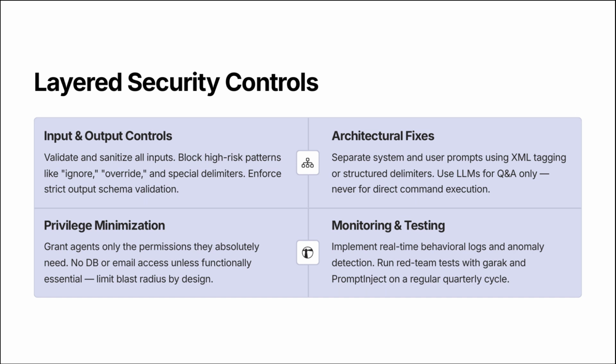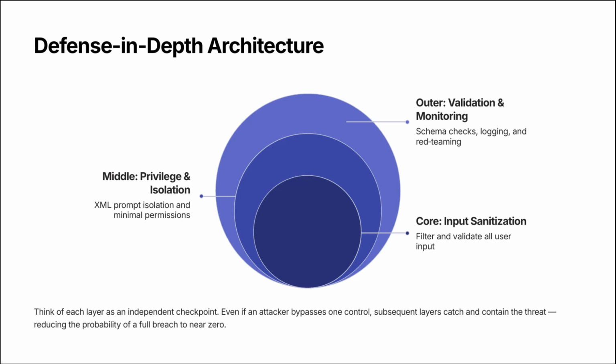Privilege minimization is equally important. Agents should have only the permissions they truly need. If database or email access is not essential, do not grant it. That limits the blast radius if something goes wrong. Finally, monitoring and testing help confirm that these controls are actually working. Use real-time behavioral logging, anomaly detection, and regular red team exercises with tools like Garak and Prompt Inject on a quarterly basis. This slide brings those protections together into a defense-in-depth architecture.